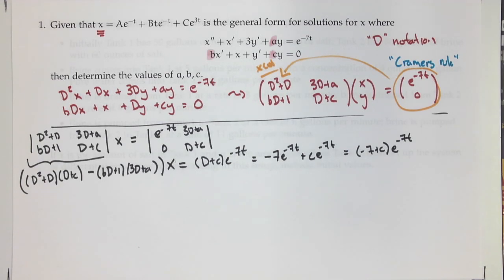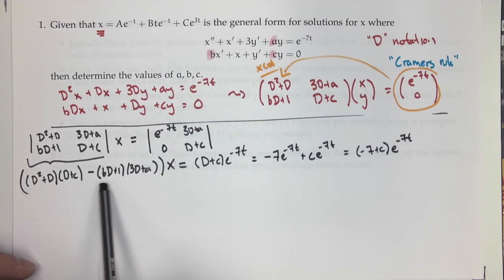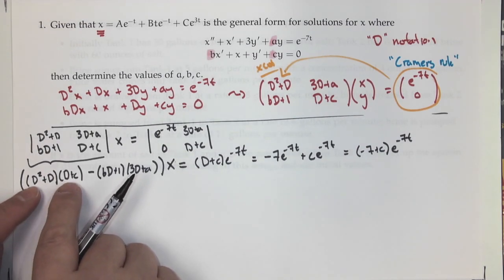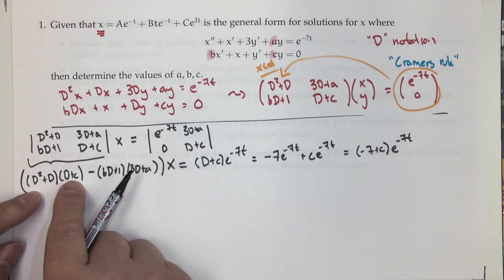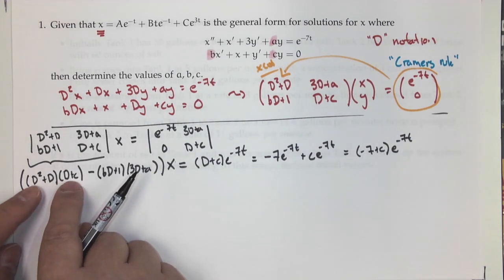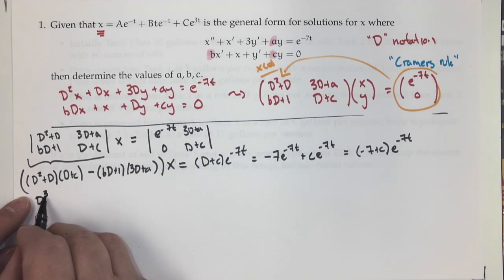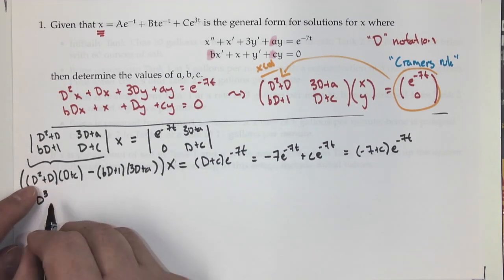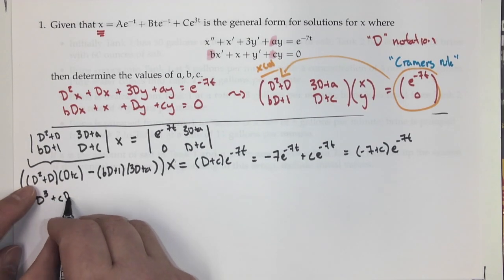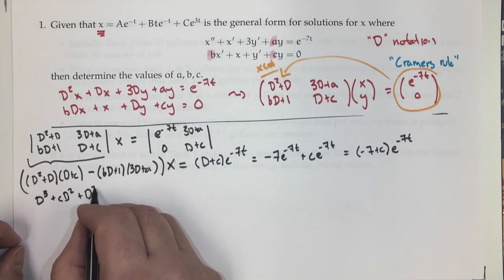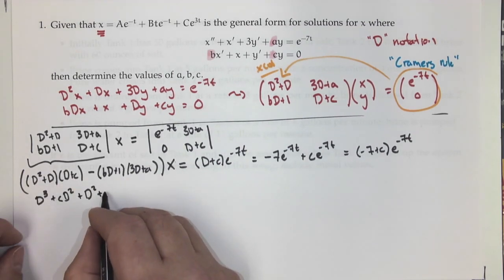All right. Now we need to expand. So just be patient. When you FOIL, just remember first, outer, inner, last, or just everyone from the first with everyone from the second in some way. So d squared times d makes our d cubed. D squared times c, that'd be c times d squared. D times d is a d squared. D times c is a c times d.